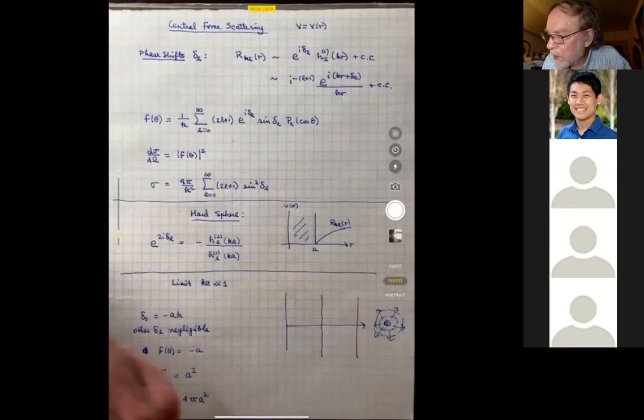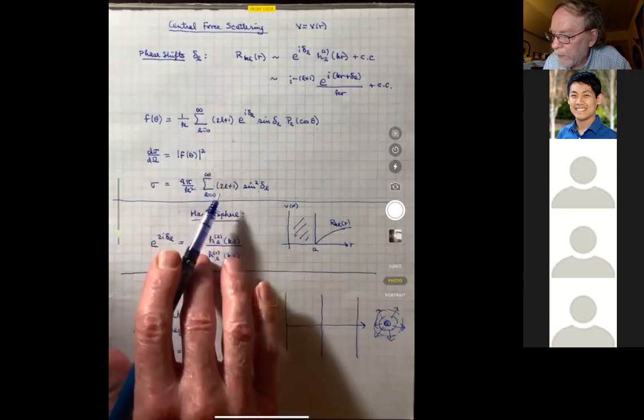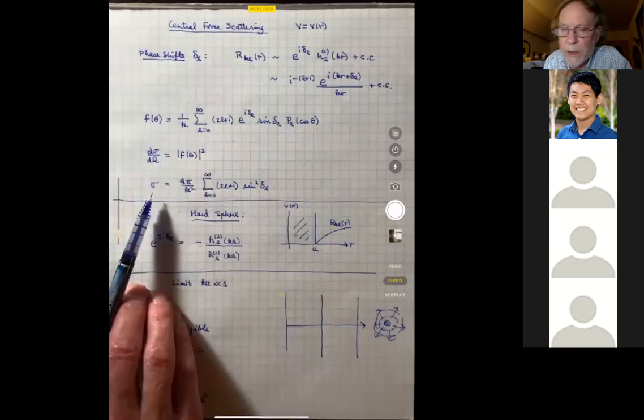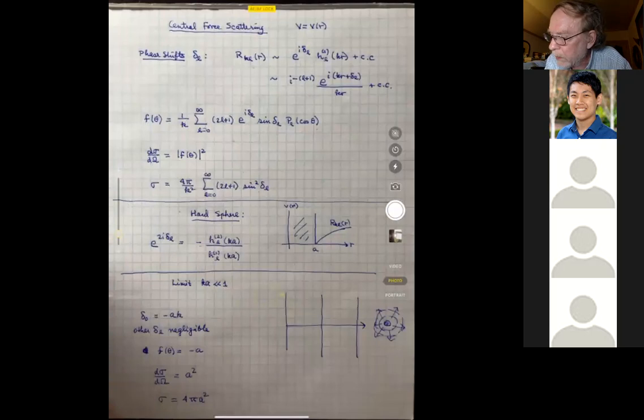let's see. These sums that are given here, by the way, are called the partial wave expansion of the various quantities. This is the partial wave expansion of the scattering amplitude, and this one of the total cross section. So that's general for any central force problem.